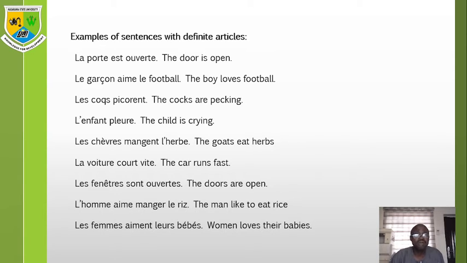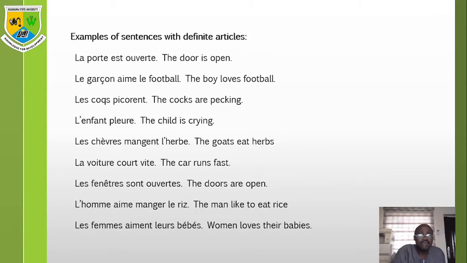Le coq picore. The cock is pecking. L'enfant pleure. The child is crying. Les chèvres mangent l'herbe. The goats eat herbs. La voiture court vite. The car runs fast.